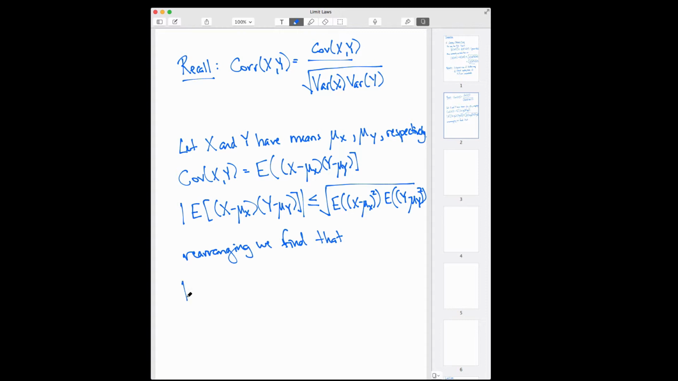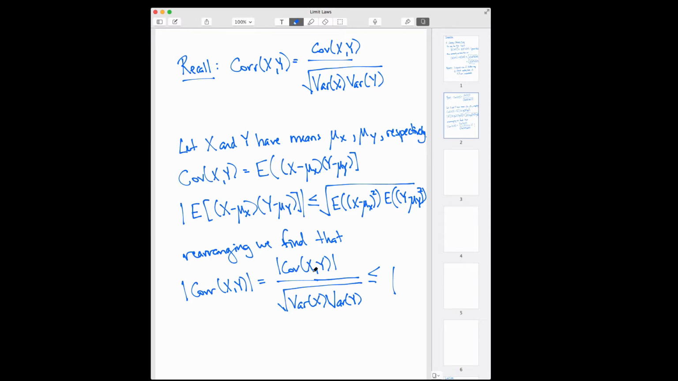We find that the absolute value of the correlation of x and y is equal to the absolute value of the covariance of x, y, divided by the square root of the product of the variances. Notice that I don't need to apply the absolute value down here in the denominator because we know that variances are non-negative. And we know that this is going to be less than or equal to 1 just through a simple division on both sides of this inequality that we've established up here.